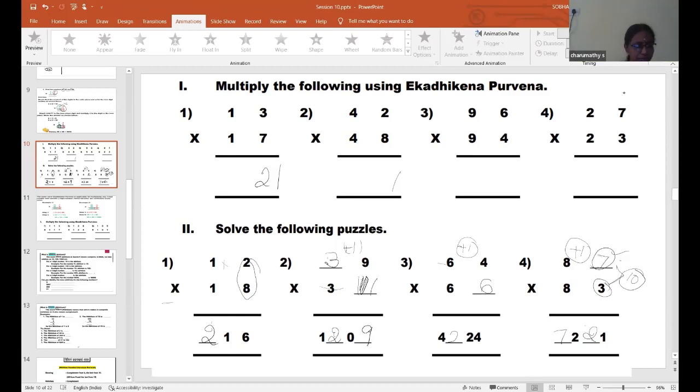Yes, ma'am. Next one. Understood, teachers? Yes, ma'am. So this is the one sutra we have done. Let us go to the next one.